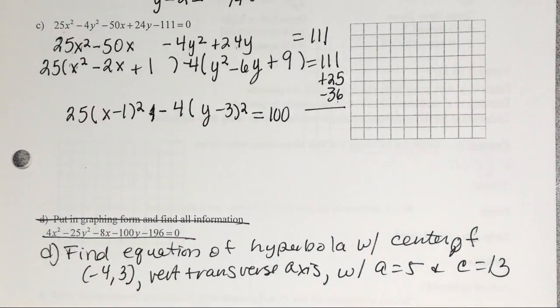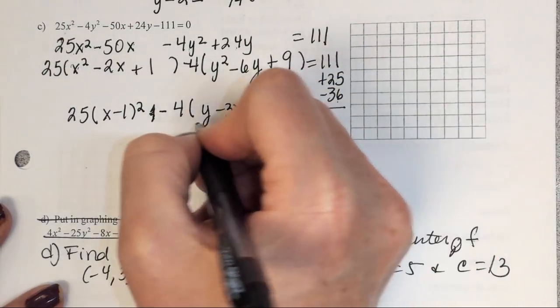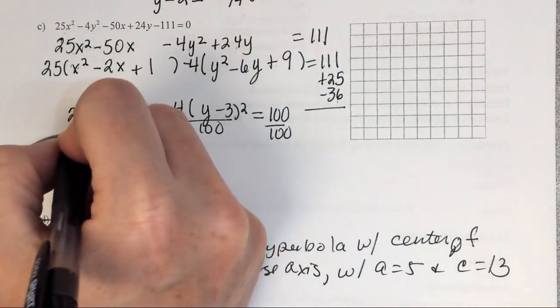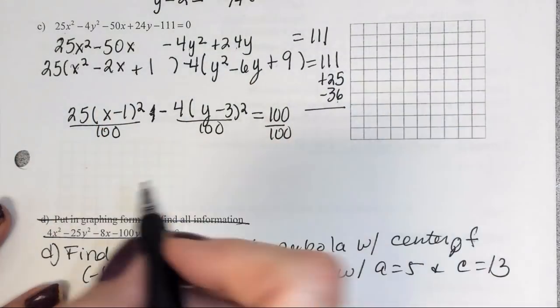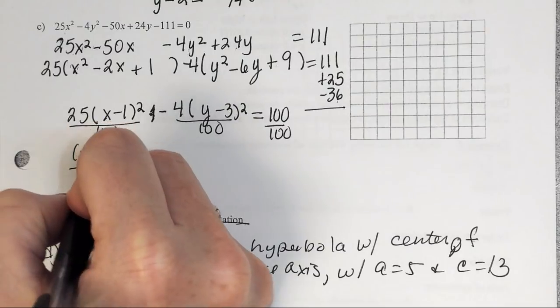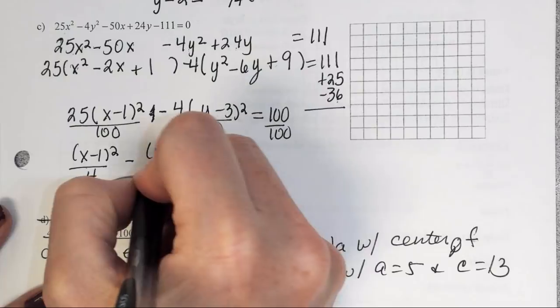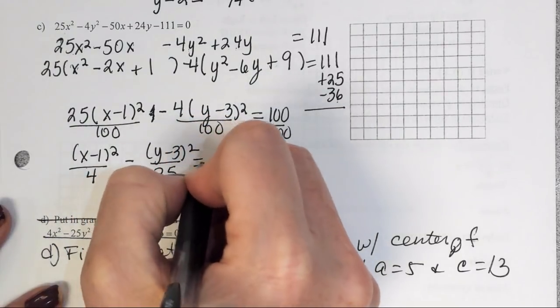What do we always have to get it equal to in a hyperbola? So it has to be a 1 here. I'm going to divide by 100. So now we've got x minus 1 squared over 4 minus y minus 3 squared over 25 equals 1.